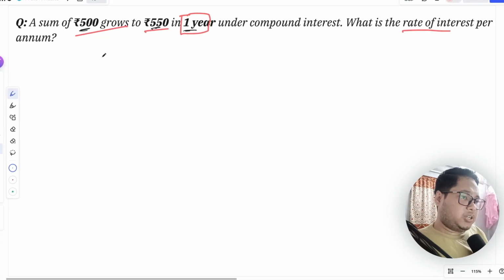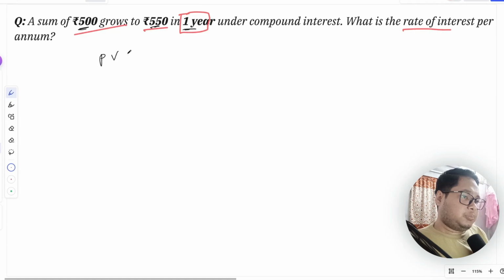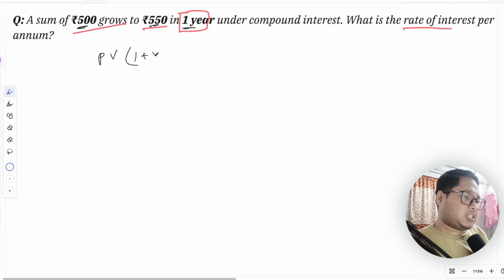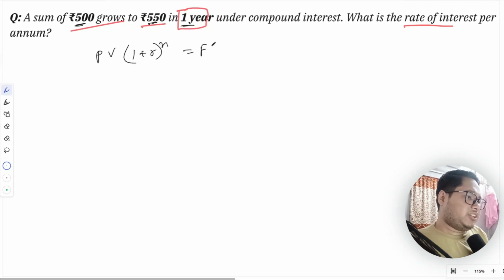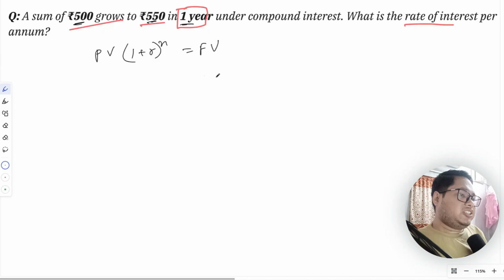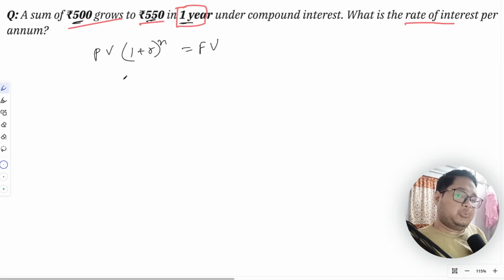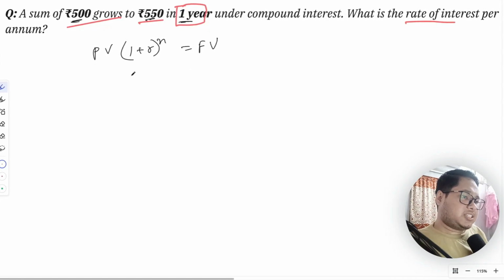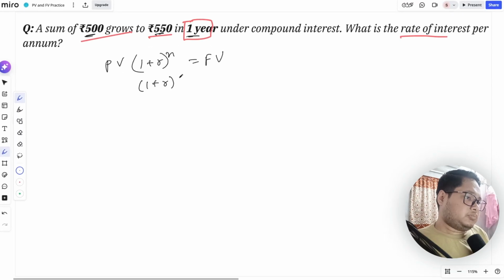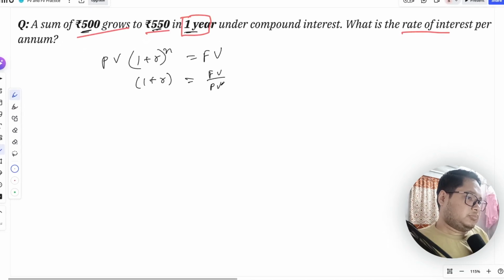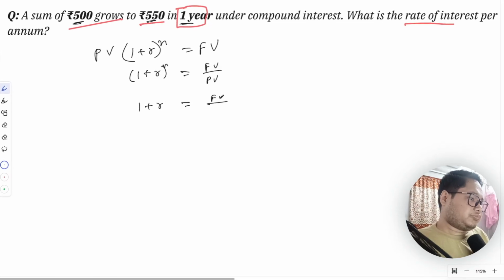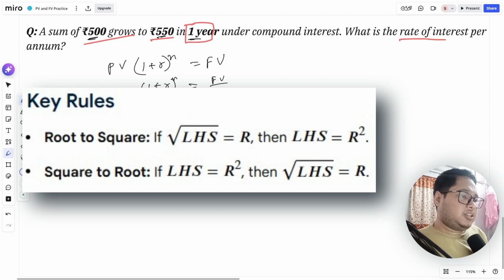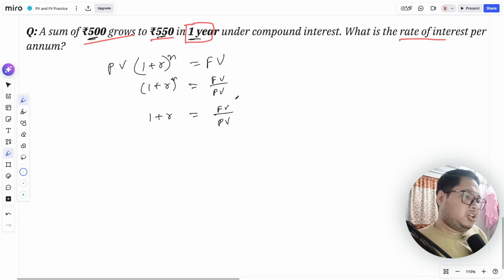So write the formula here. PV multiplied by (1 plus R) to the power n equals FV, right? So if we rearrange this formula, what would it become? Okay, so let's do it step by step. You must know that if something is in the power position on the left side, then on the right side it will become a root.